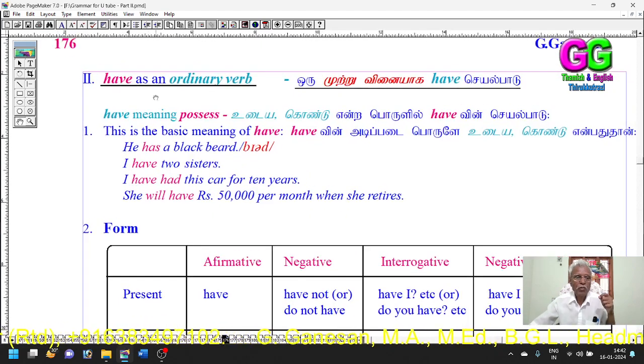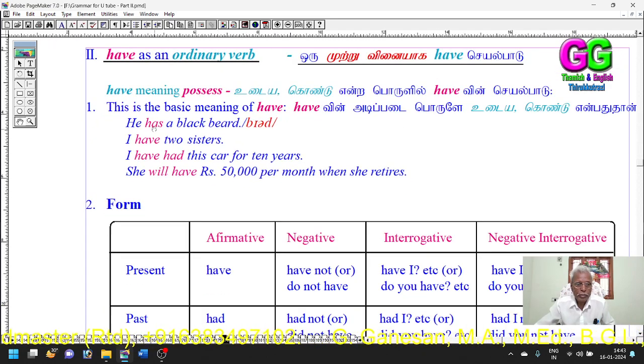Then second, there was an ordinary verb. So how does it function as an ordinary verb? What are the functions of have? Have meaning possess. As an ordinary verb, the meaning of have is possess. This is the basic meaning of have. Example: he has a black beard. I have two sisters. I have had this car for 10 years.